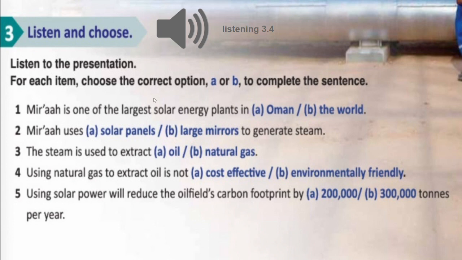Good. So let's check the answers. Number 1, Mira is one of the largest solar energy plants in the world. Good, the world. Mira uses large mirrors to generate steam. Third statement, this steam is used to extract oil.